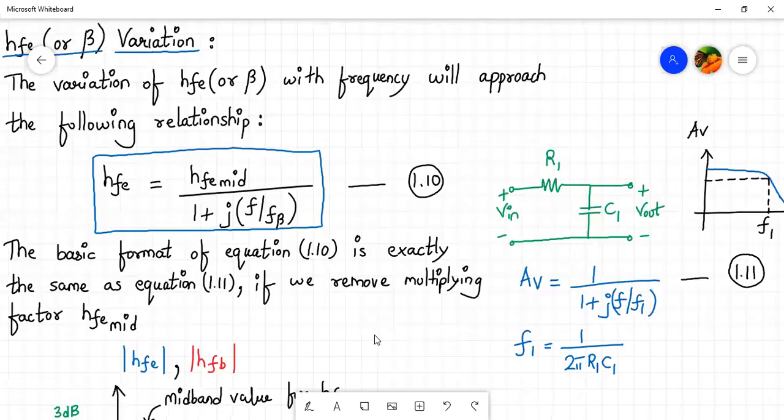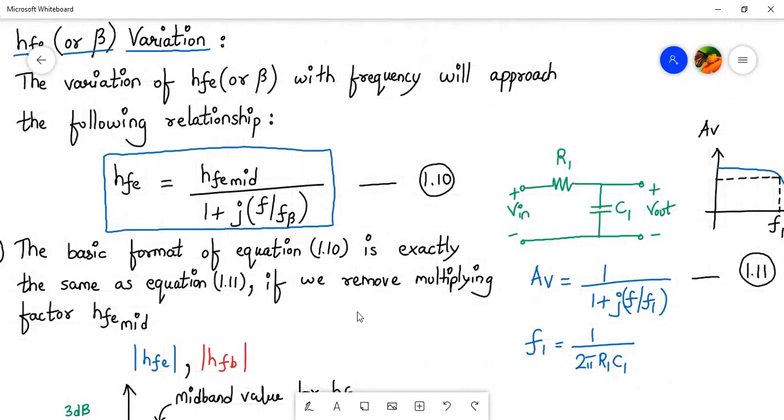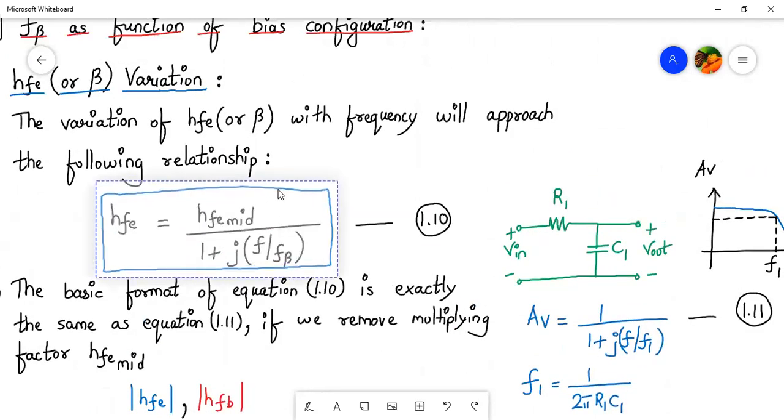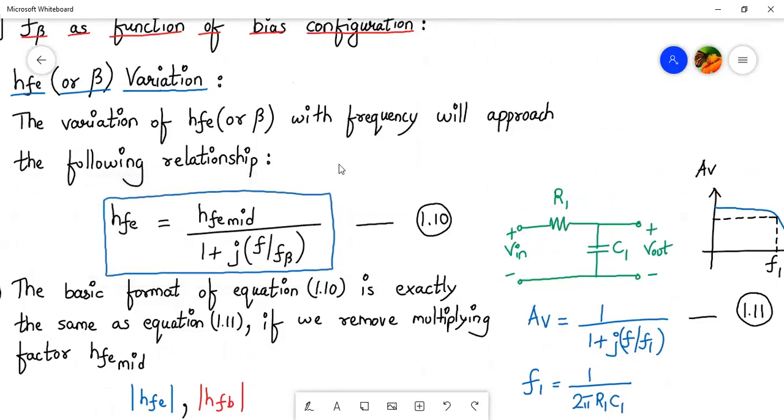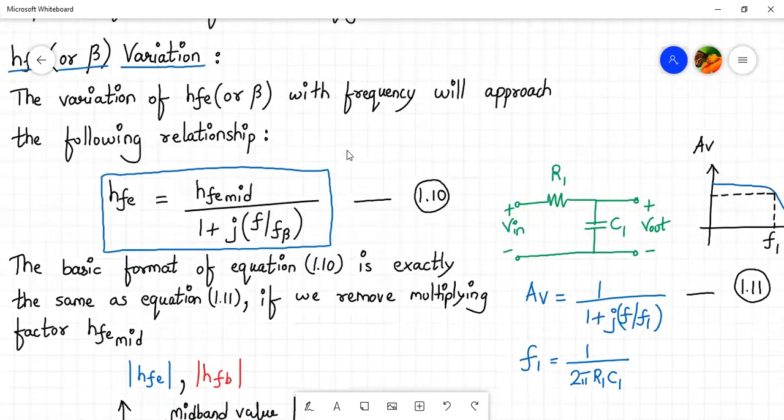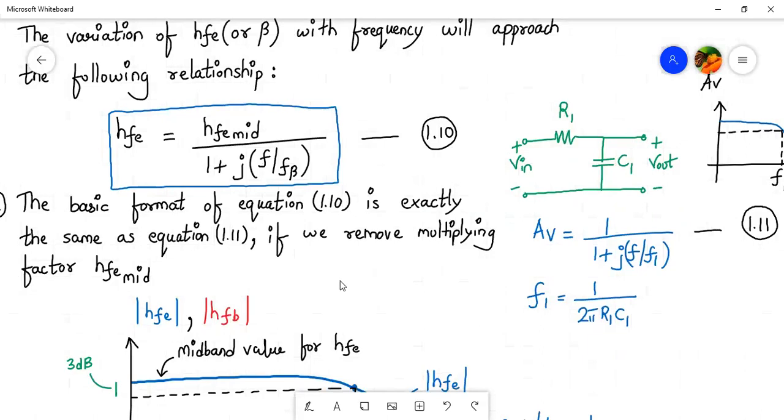Now, if you compare 1.10 and 1.11, they both are generally the same, right? Here HFE is the current gain, here it is a voltage gain, but still it's a gain, right? So both 1.10 and 1.11 are exactly the same, except that if you remove the multiplying factor HFE mid from equation 1.10, then both 1.10 and 1.11 are the same.